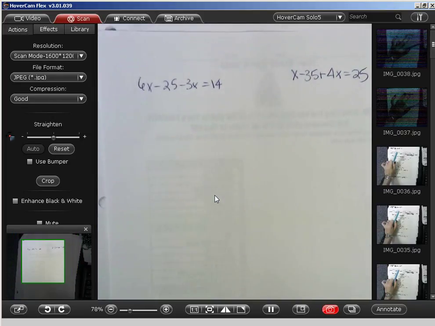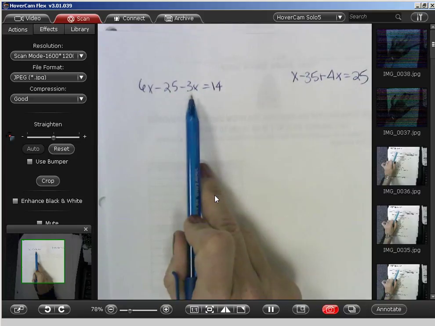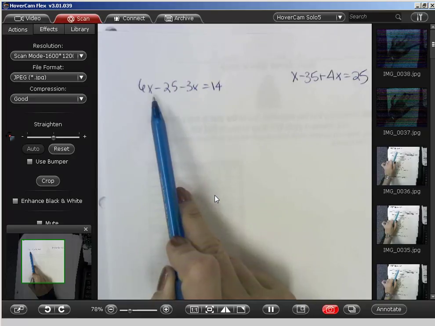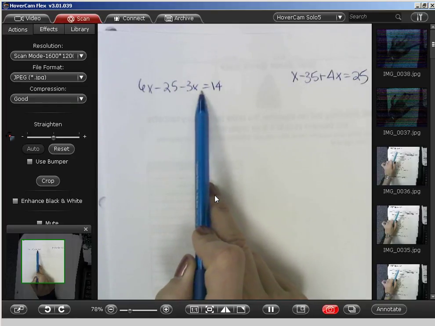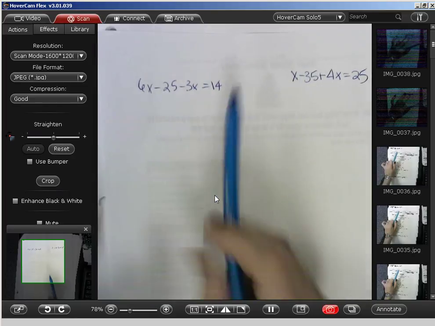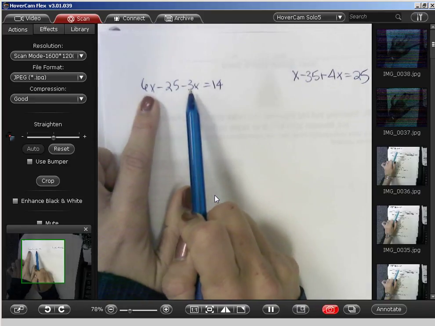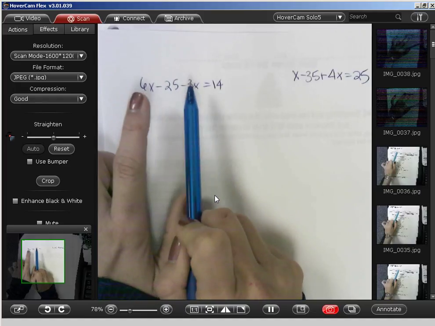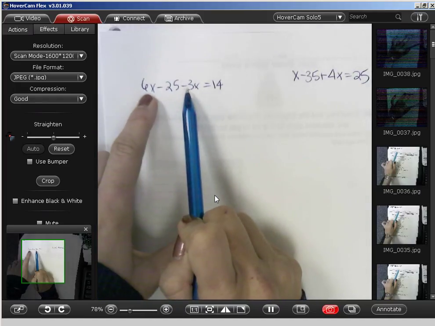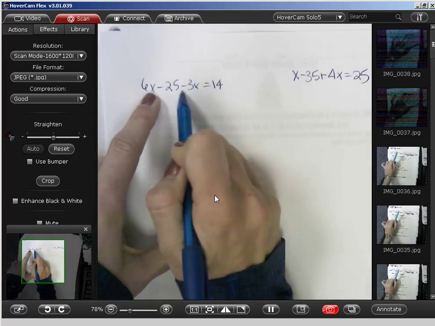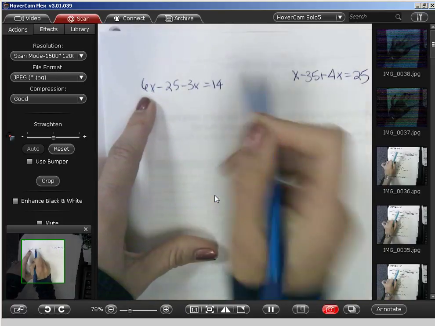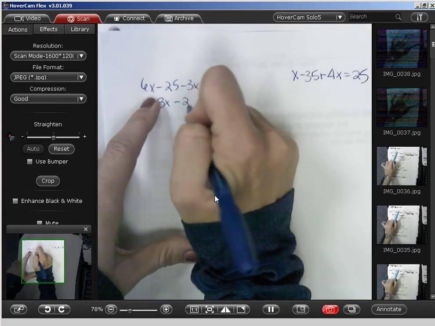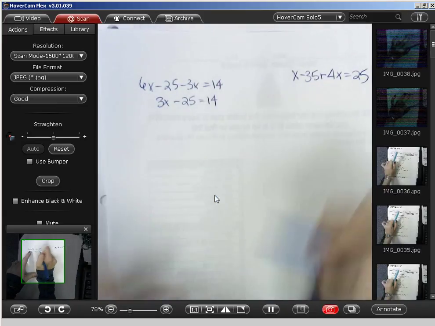So when I'm looking at this situation, before I can get it into two-step form, I've got to notice that on the same side of the equal sign, there are multiple like terms. I see that I have a 6x and a minus 3x. So before I can do anything, I'm going to combine these together. 6x minus 3x. See how this minus sign is attached to this 3x? That leaves me with 3x. And then I have minus 25 equals 14.